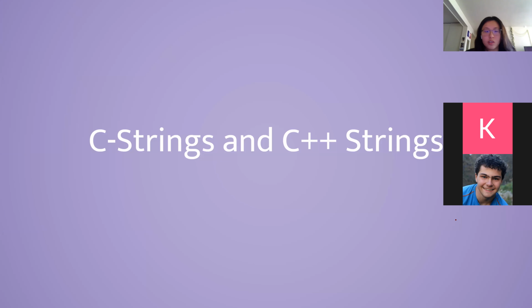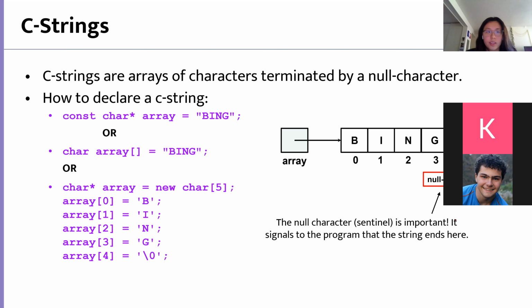And we're going to do a quick lesson on C strings and also C++ STL strings. So C strings are basically arrays of characters terminated by a null character. These are different ways you can declare it. But it is important to note that the last thing in each C-style array will be this sentinel character that tells the compiler that, oh, my string is over. And since Bing only has 4 letters, we do need to create an array of 5 for the sentinel character. And you also do have to add it here.